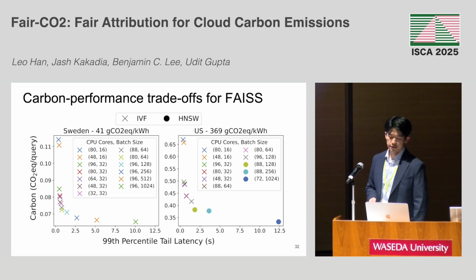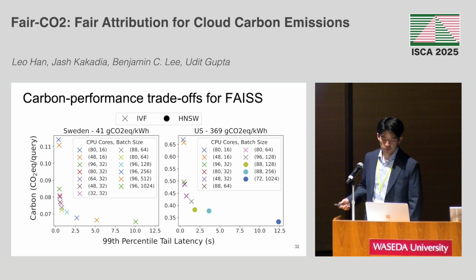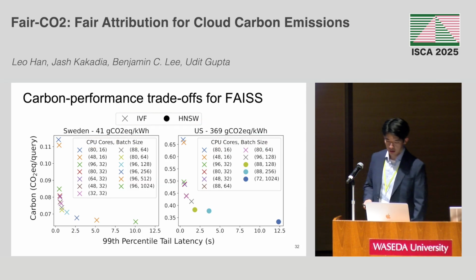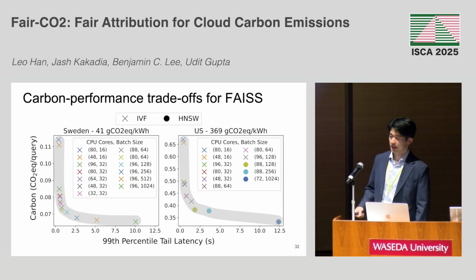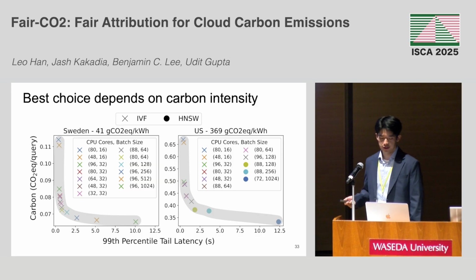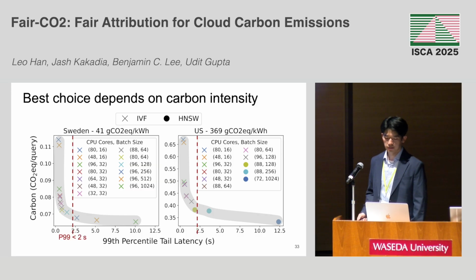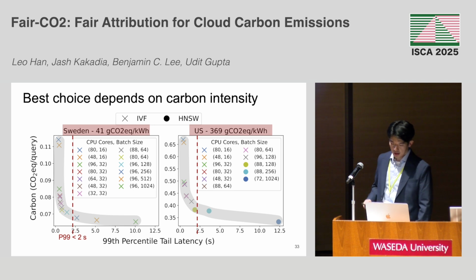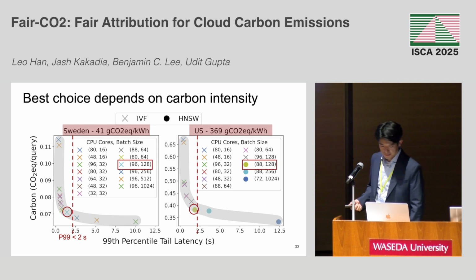To characterize the options available for workload optimization, we look at how different knobs like CPU core allocation, query batch size, and index search algorithm all affect tail latency and carbon footprint. Sweeping across these different values for these knobs, we can generate a Pareto front of configurations for different carbon intensities. To meet our goal, we want to choose the lowest carbon configuration that still meets tail latency requirements. The interesting thing is that depending on the carbon intensity, the best choice can actually change.